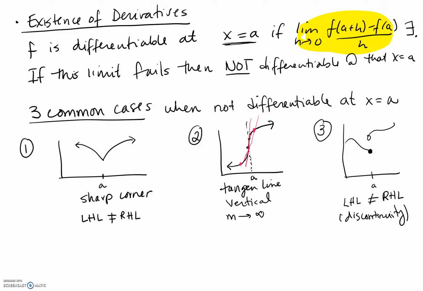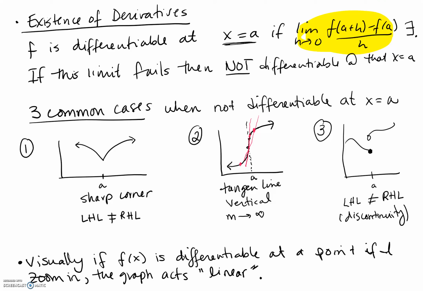So the 3 classic cases are visually, if you see a sharp corner, or a place where you feel like the tangent line is becoming vertical, or a discontinuity, you automatically know that the derivative does not exist at that point and that the function is not differentiable at that point. So visually, if a function is differentiable at a point, that means that if I zoom in my camera or graph or whatever at that point, the graph should act linear there. And we'll come back and revisit this idea when we do linearization of a function.